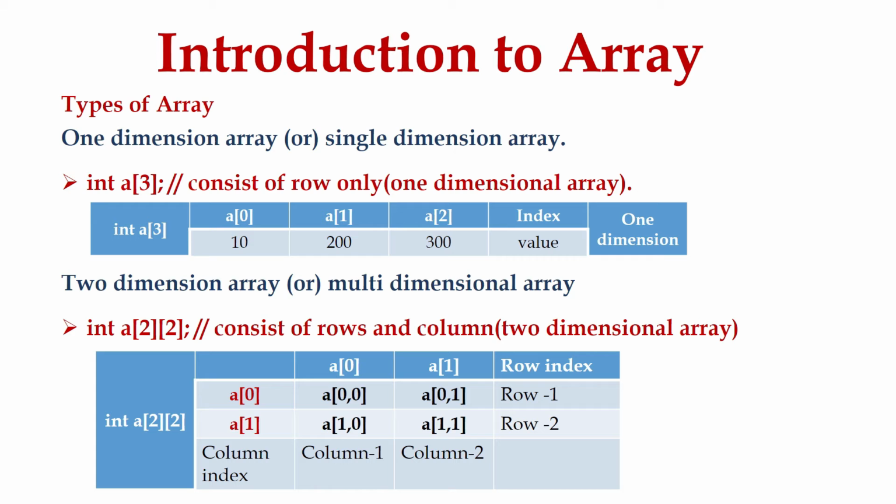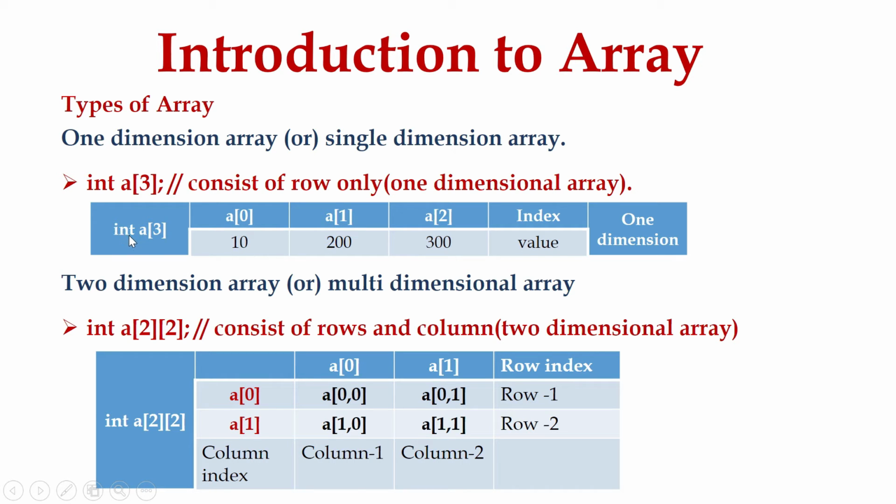So there are two types of array. One is one-dimensional array or single-dimensional array. The other one is two-dimensional array or multi-dimensional array. For example, integer a of 3 means that it consists of only rows. As I told you, array index always starts with 0. It's a of 0, an index, a of 1 and a of 2. So consecutive memory locations. And if you want to store the value 10, any values you can store of integer data type.